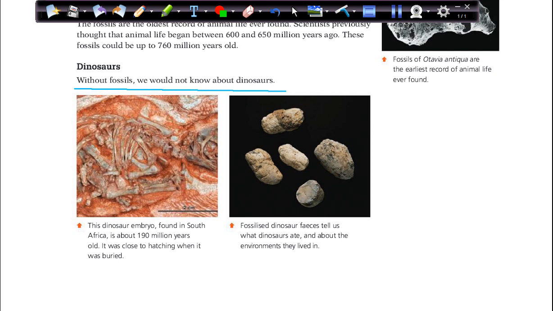As you can see in these two pictures, this is a dinosaur embryo, the baby of a dinosaur, found in South Africa, about 190 million years old. It was close to hatching when it was buried. So maybe the mother died and was buried under the ground for millions of years, and this baby was about to hatch, to get out of the egg. And here the fossilized dinosaur feces tell us what dinosaurs ate and about the environments they lived in.